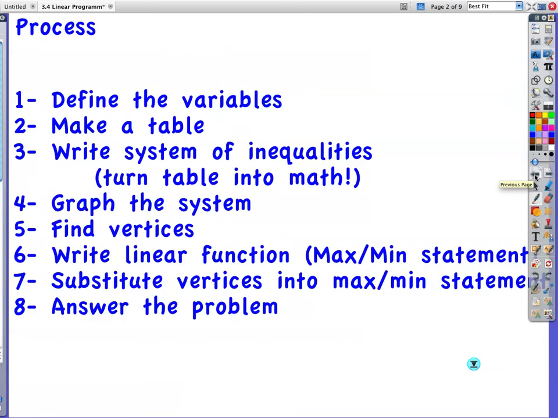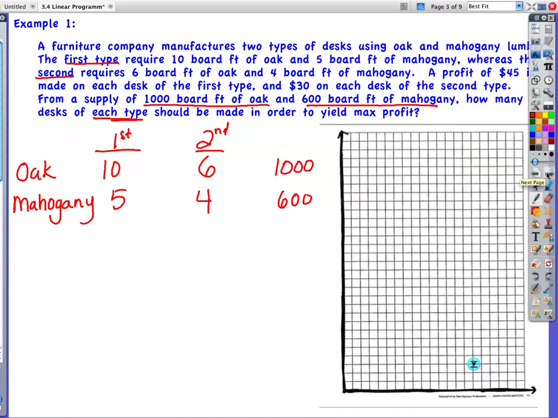Okay, write the system of inequalities. Basically, we turn our table into math. So I'm going to call this first my x and my second my y, because those are my variables. So I just write this out. 10x plus 6y, and here's the kicker. I only have 1,000 board feet of oak to work with. So if that's the case, then I can only use less than that amount, or I can use exactly that amount.